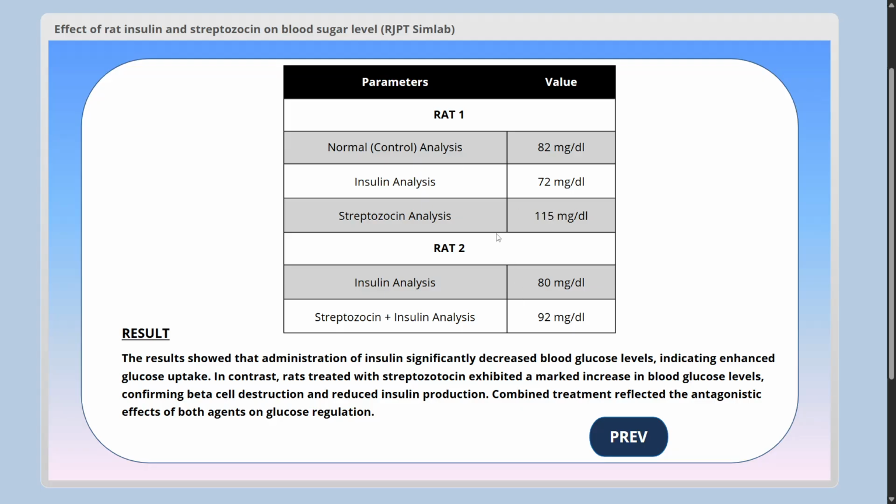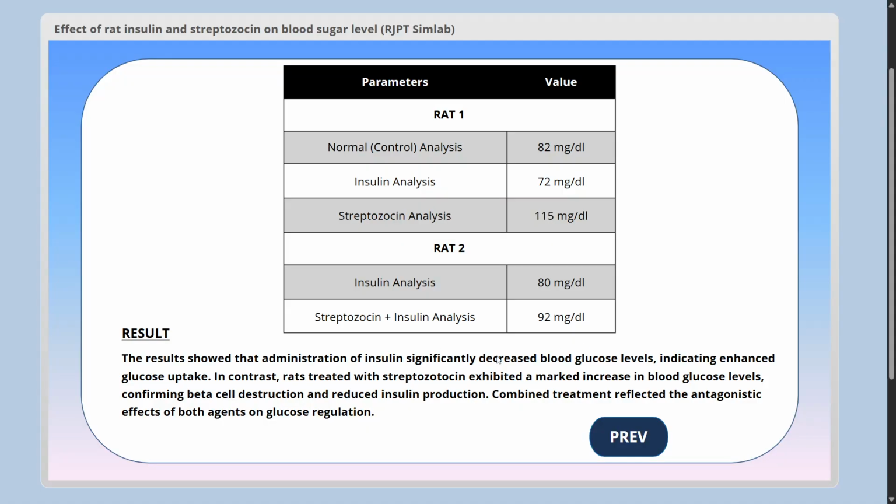Then for the second rat, for the insulin analysis, we have measured before administering any drug. So we have observed an 80 blood sugar level, and after that, we first injected streptozocin and then waited for 4 days, and then on the fourth day we administered insulin, and then we checked the blood glucose level, and it has shown 92, and we have confirmed it twice, which is near about an ideal value which maintains the blood glucose level even after the increase by the streptozocin drug. So the result showed that the administration of insulin significantly decreased blood glucose level.